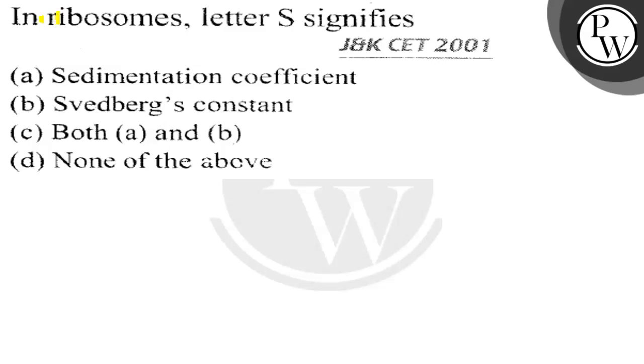Here, the question is saying that in case of ribosomes, the letter S signifies what? Whenever we talk about the ribosome, we basically use the letter S. So what does it signify? Here four options are given to us. Option A is sedimentation coefficient, option B is Svedberg constant, option C is both A and B, and option D is none of the above.